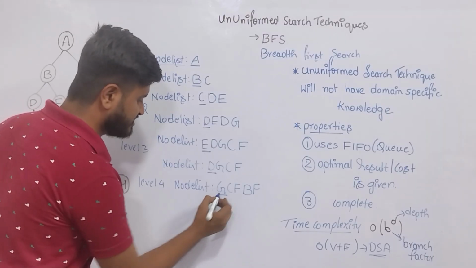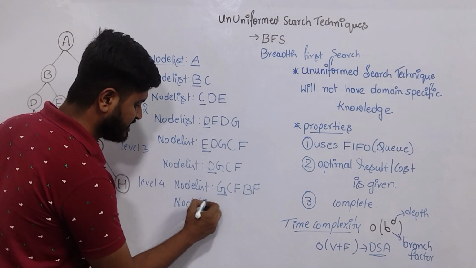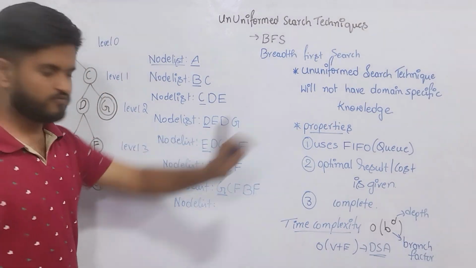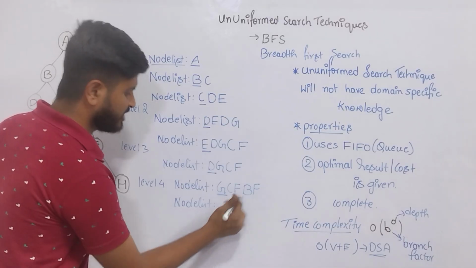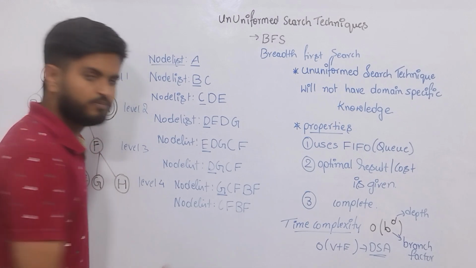Now I must expand G. That is, I will be kicking out the G from my queue or node list because it is the first one to come. First in, first out. If I remove G, what is the leftover element? C, F, B, F will be left.